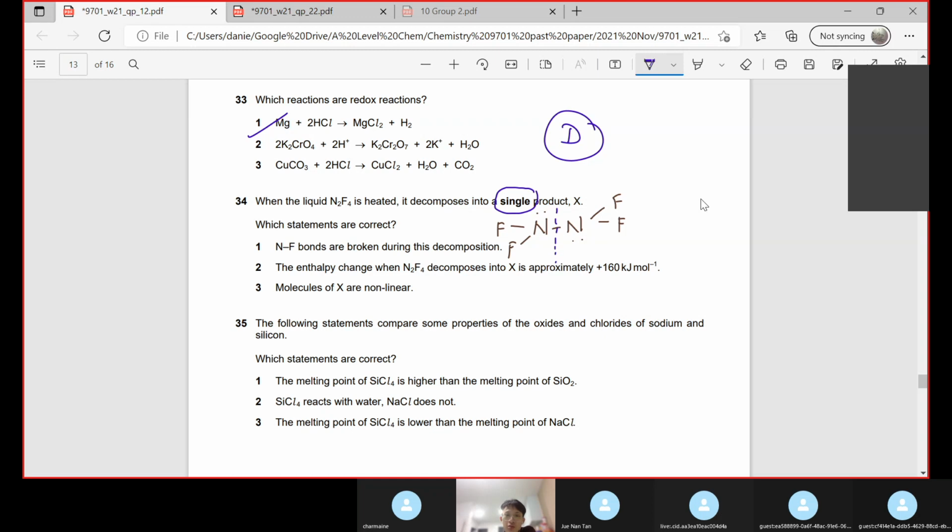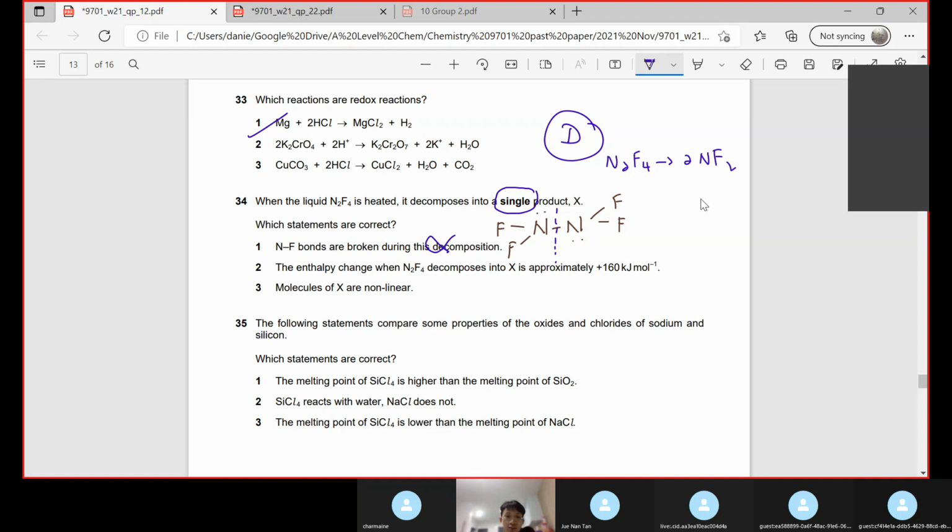Okay, so N2F4 we will get 2 NF2. This is how it decomposes. So which statements are correct? NF bonds are broken during this decomposition. Is it correct? No. The only bond broken is the N single bond N. The NF bond is not going to be broken. So statement 1 is wrong.